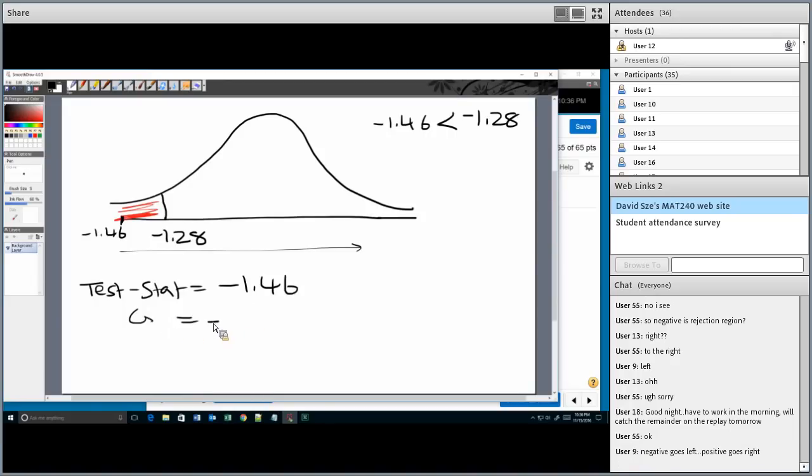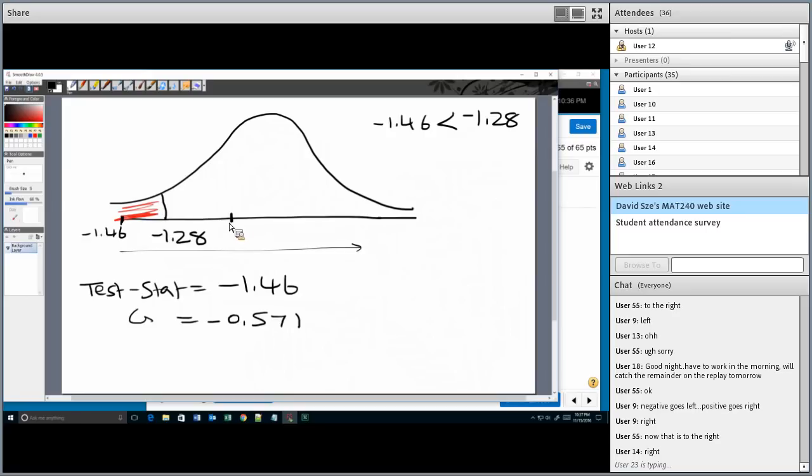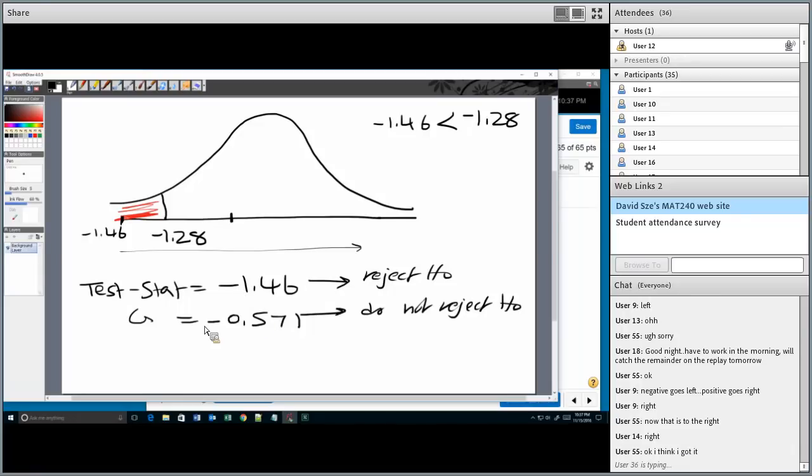Well, what if your test statistic, say for example, was minus 0.571? Where would minus 0.571 be, on the right side or on the left side? It would be on the right side here somewhere, right? In this case, you're not in the rejection region. You're in the non-rejection region, so you do not reject. If you have this case, you reject H naught. If you have this case, you do not reject H naught. And this is the confusion that I do not like about this classical approach.